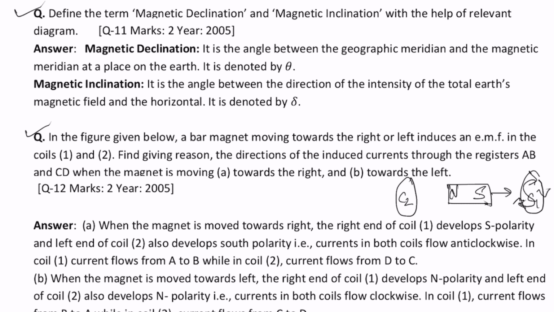Similarly, when the magnet is moving towards the right, the north pole is receding. The north pole is going away from the left hand coil. So it will try to attract the north pole, that is the opposition. It will keep it attracted. So how to attract the north pole? By developing south pole. So when a magnet is moved towards the right of two closed coils, both the right hand and the left hand coil develop south polarity.